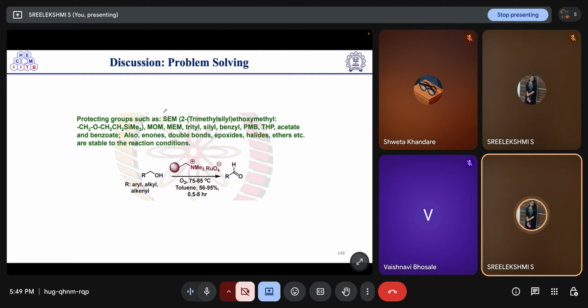As we said, many protecting groups are stable under this condition, like trimethylsilyl, methoxymethyl MOM group, methyl, ethoxymethyl, trityl, silyl, benzyl, PMB, THP, acetate, benzoate. These protecting groups are all stable. Then, if enones, double bonds, epoxides, halides are there, all these are stable under this condition. We know that in the case of ruthenium tetroxide, a double bond would be converted into diol, and then carbon carbon bond cleavage would take place to give the corresponding acids. But here double bonds are also unaffected.